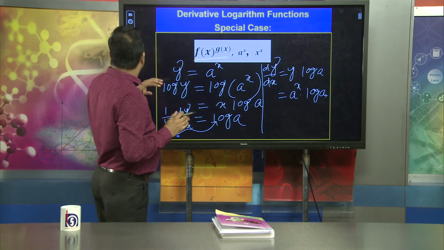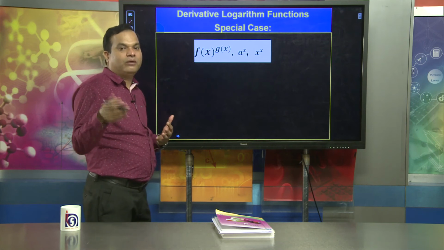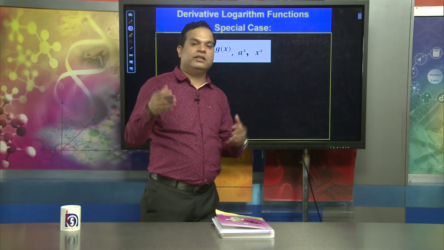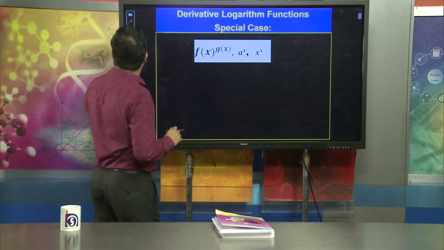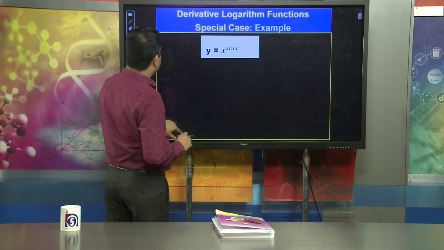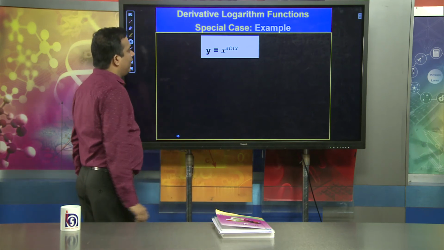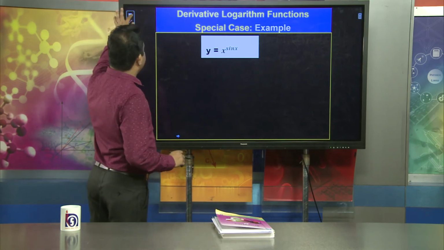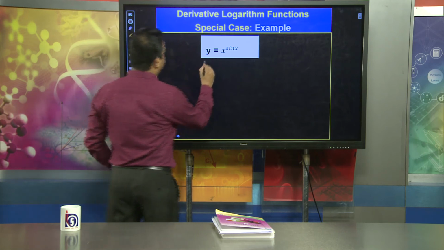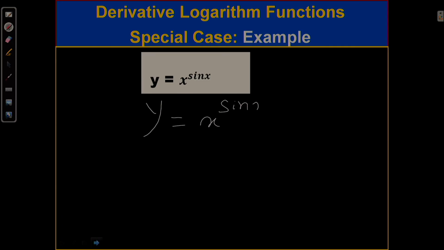Okay. We will take some examples. It will be very easy to find the derivative of a logarithm function in special cases. For example, suppose I would like to take y equal to x sin x. Okay, y equal to x raised to the power sin x. You see what you observe: y equal to x raised to the power sin x. That means one function raised to the power of another function.